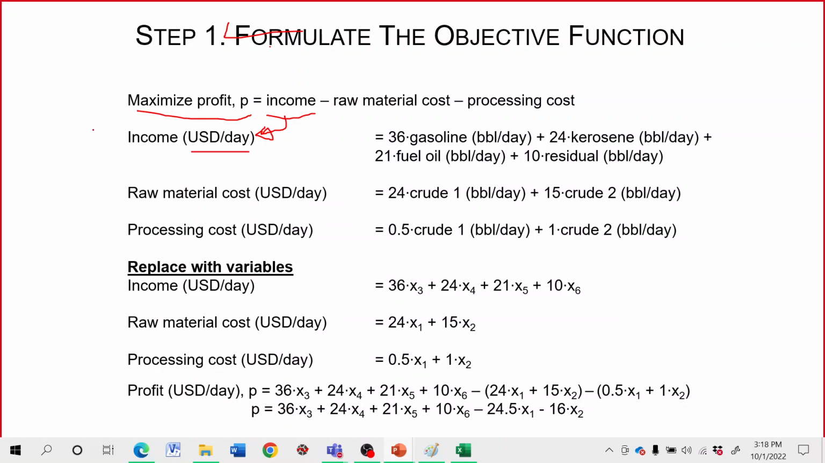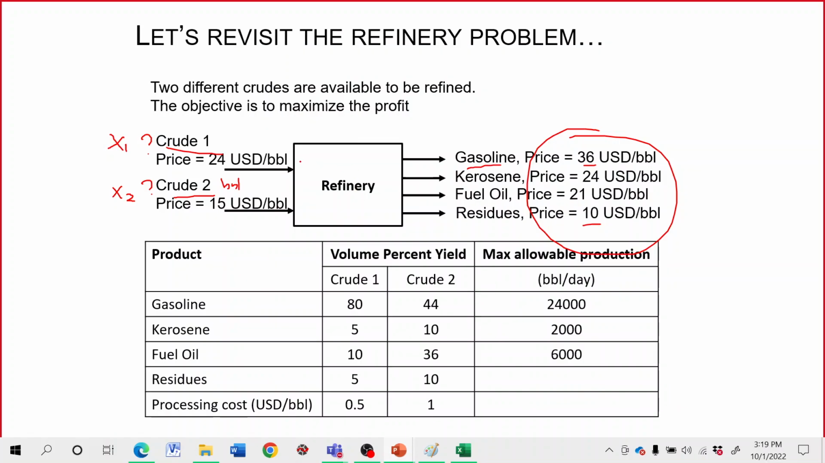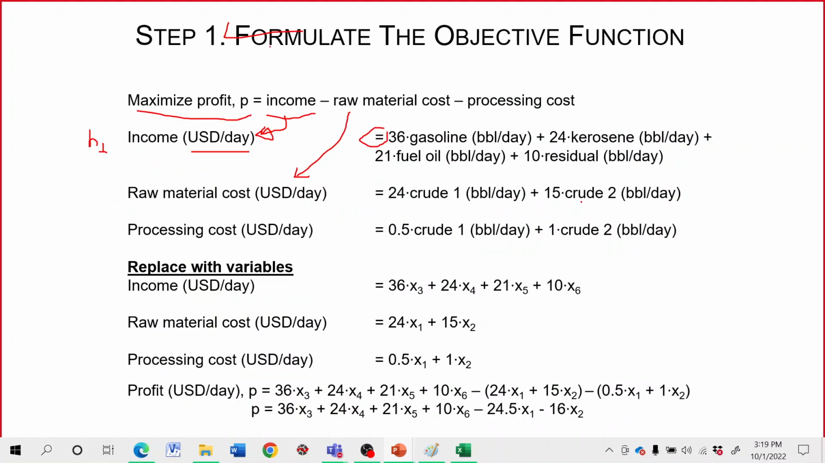This is then the first constraint, H1, and this is an equality constraint, as you saw. And then what is this one? This is the raw material cost, which is 24 times X1, because that's the price of crude one, plus 15 times crude two. And then the processing cost also depends on the crude, so half of crude one plus one times crude two. That's the processing cost in this case.